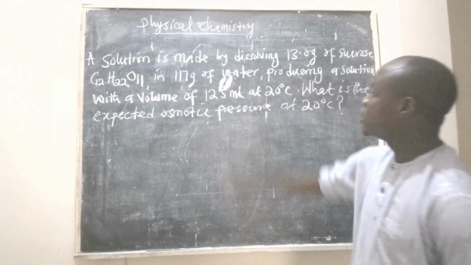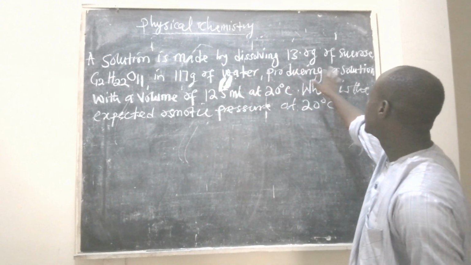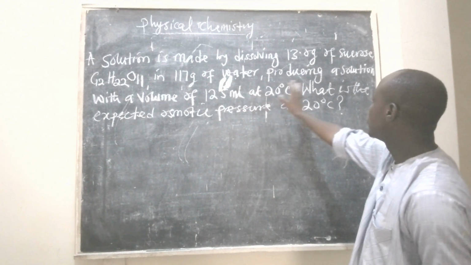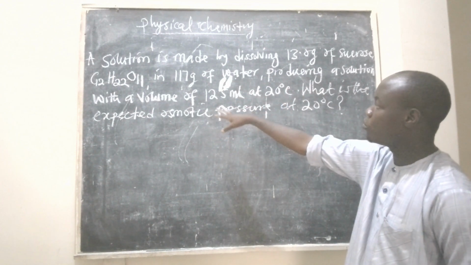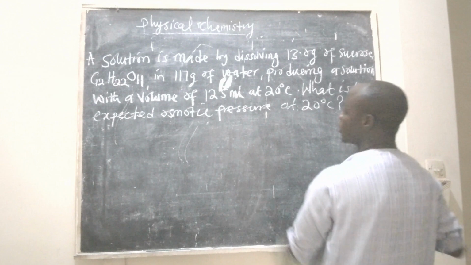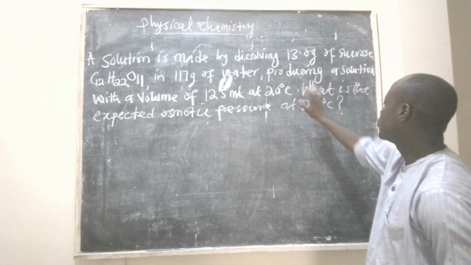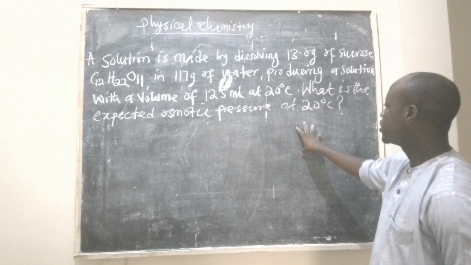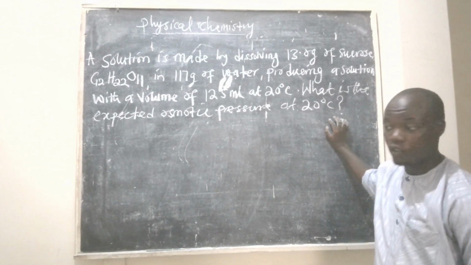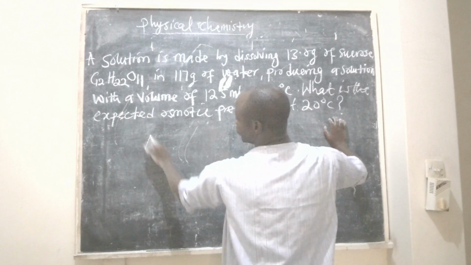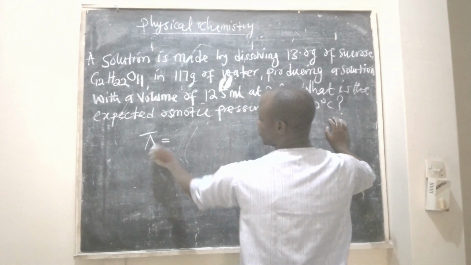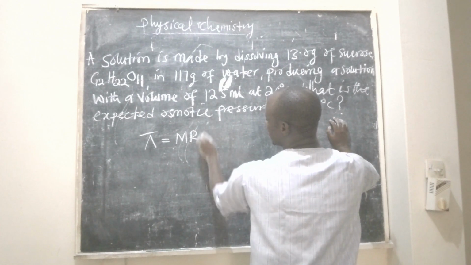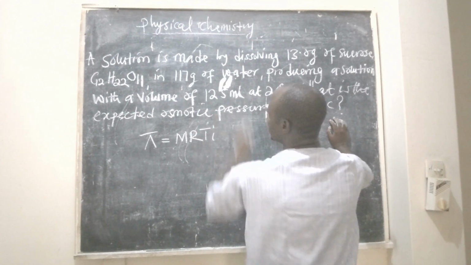For this, another question. A solution is made by dissolving 13.0 grams of sucrose in 117 grams of water, producing a solution with a volume of 125 ml at 20 degrees centigrade. What is the expected osmotic pressure at 20 degrees centigrade? So I think it's simple. The formula is Π is equal to i M R T.